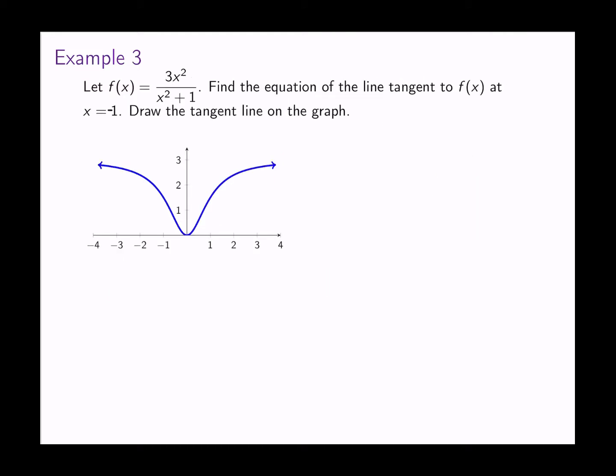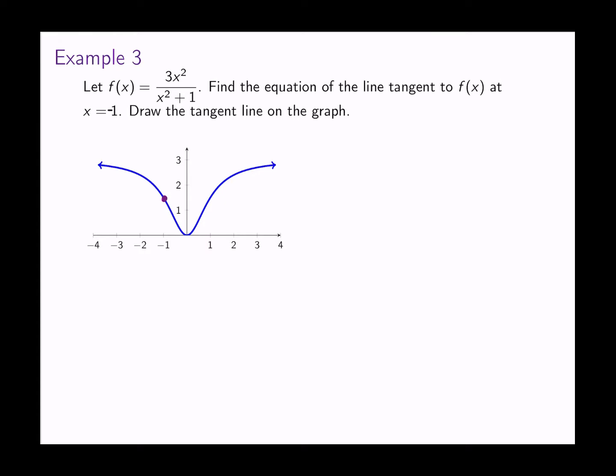All right, let's look at one more example here. f of x is 3x squared over x squared plus 1. Slightly more complicated function this time. We'll need a quotient rule, but that's okay. We can handle that. So we want the equation of the line tangent to our function at x equals -1. So at -1, we're looking about right here on our graph. And we want the slope of the line that goes through that point tangent to the graph.